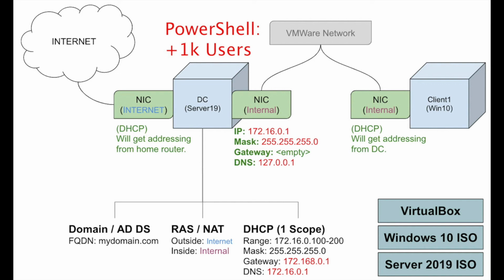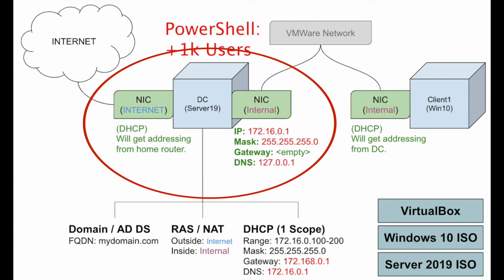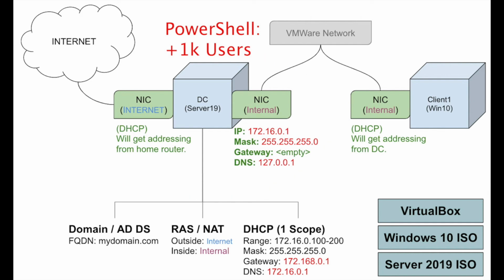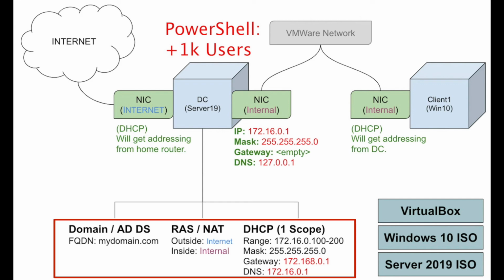We're going to give this virtual machine 2 network adapters or NICs. One is going to be used to connect to the outside internet, and the other one is going to be used to connect to the VirtualBox private network that the clients are going to connect to. We're going to assign IP addressing for the internal network, while the external network will automatically get IP addressing from my home network.